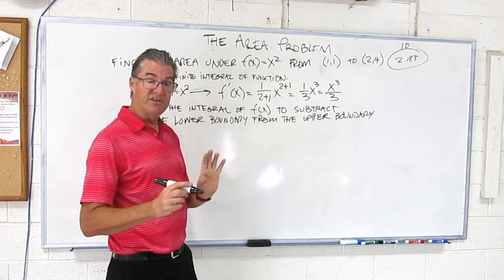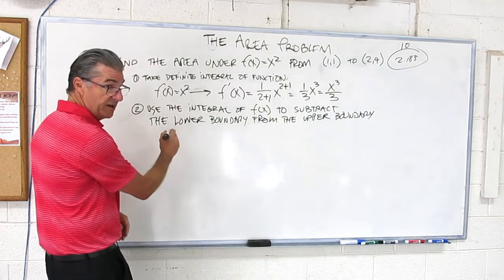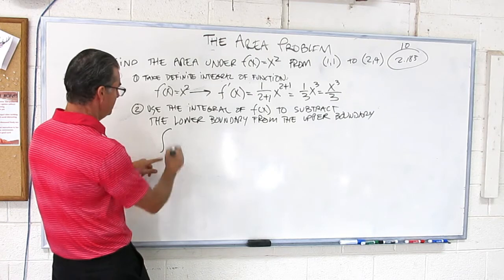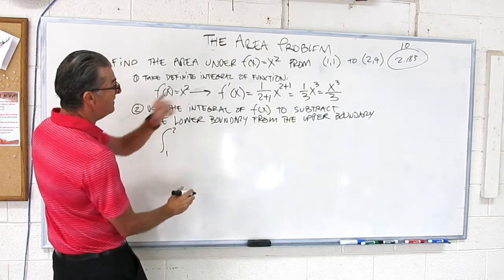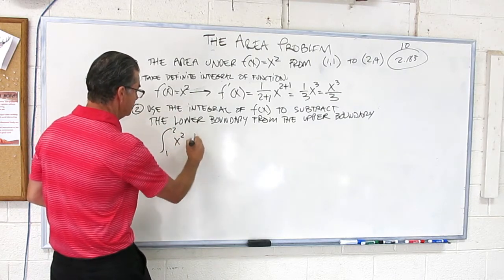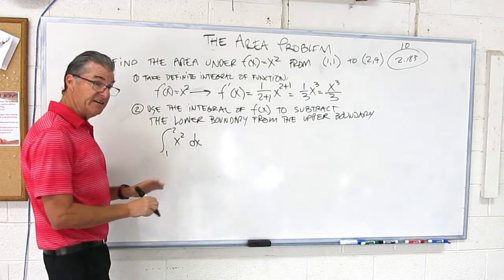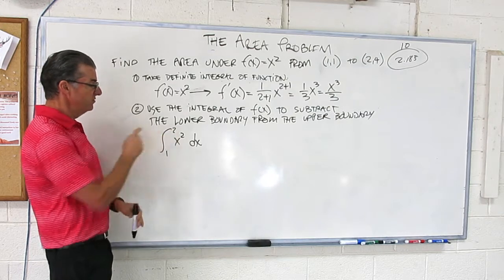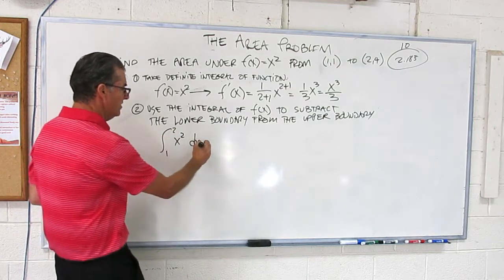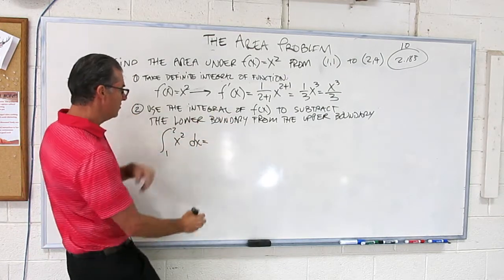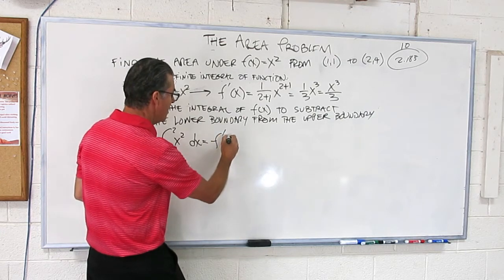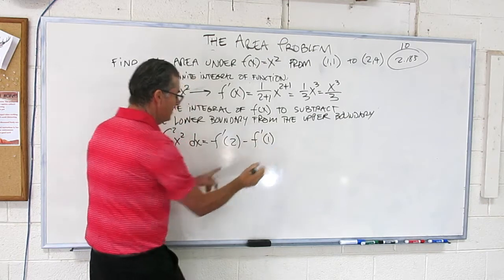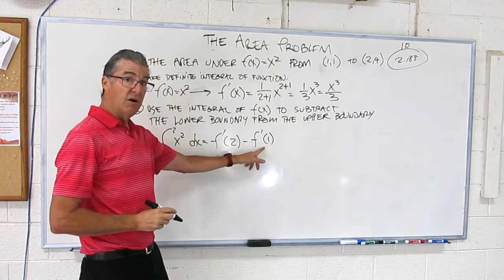So here's some notation for how to express that. We're going to use our integral sign, and here's our boundaries, x equals 1 to x equals 2, and then f of x is just x squared dx. So this is saying, let's take the integral of f of x from 1 to 2. Now what does that mean? We're going to do this. We're going to use the integral, so we're going to do f prime of 2 minus f prime of 1. This is the upper boundary, that's the lower boundary.